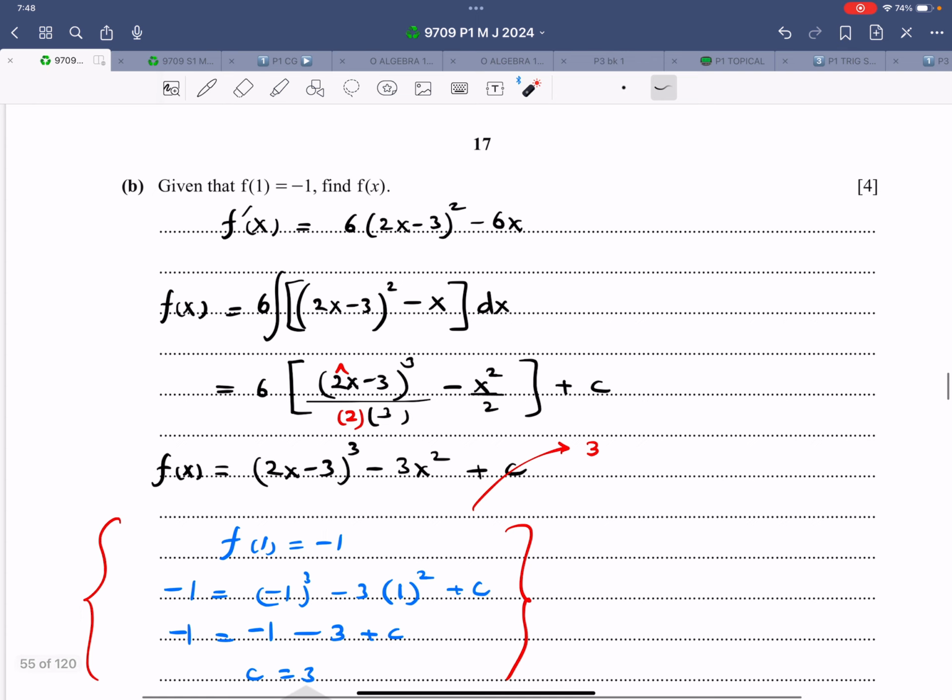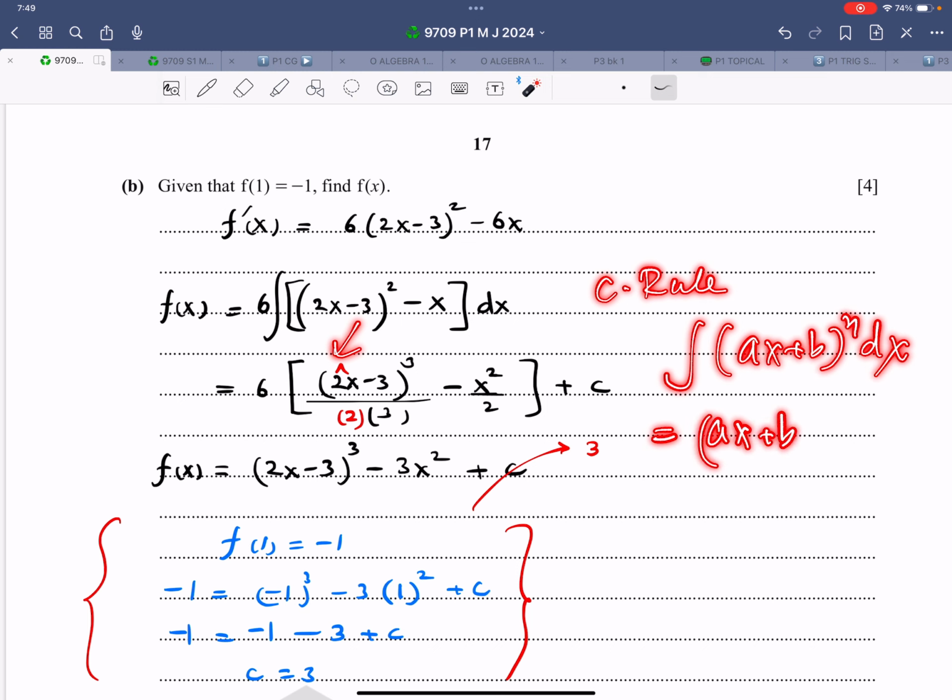The next page. Given that f of 1 is negative 1, find f of x. We were given f prime x. We have to find f x. We have to integrate this. 6 was a constant. I took it outside. Apply chain rule of integration. Integral of ax plus b raised to power of n dx. What do we do? Increase the power by 1. Divide by the new power. Divide by the coefficient of x, plus the constant of integration.